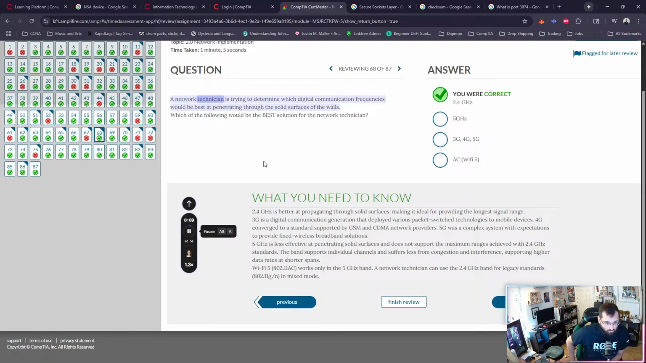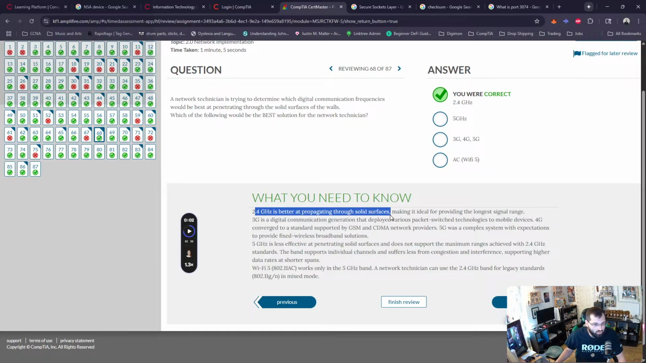A network technician is trying to determine which digital communication frequencies would be best at penetrating through the solid surfaces of the walls. Which of the following would be the best? So 2.4 is better at propagating through solid surfaces, making it ideal for providing the longest signal range. That's why the vast majority of all internet and all Wi-Fi is 2.4, because 2.4 can spread through walls way easier than 5.